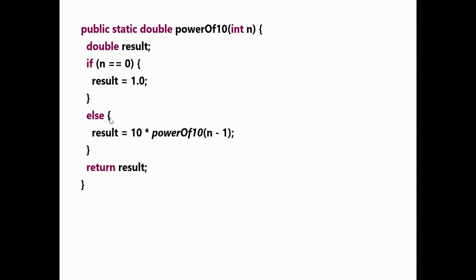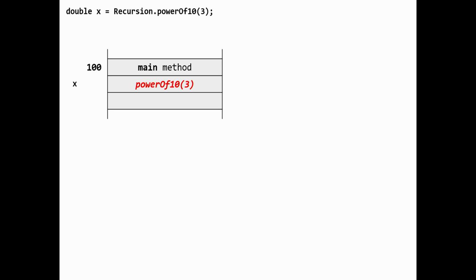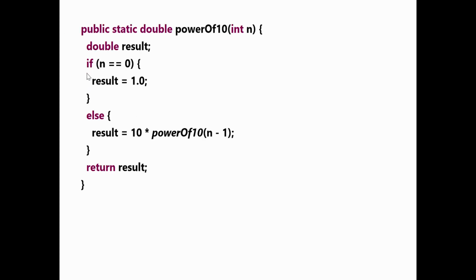So there's a parameter n here, and you need somewhere in memory to store that parameter n. So that gets stored here on the call stack, and that value of 3 gets passed to the method. That method computes 10 times the power of 10 of 2. If you go back and look at the method, we're not in the first case because n is not 0, so we end up in the else part, and in the else part, it calls itself, passing in 2.